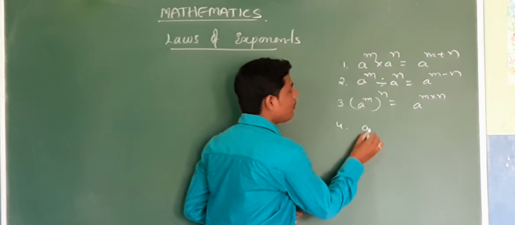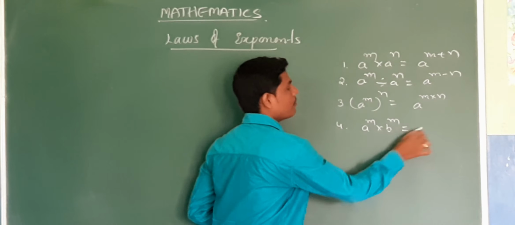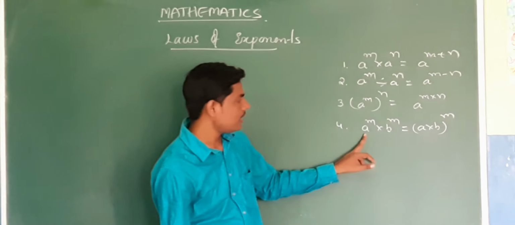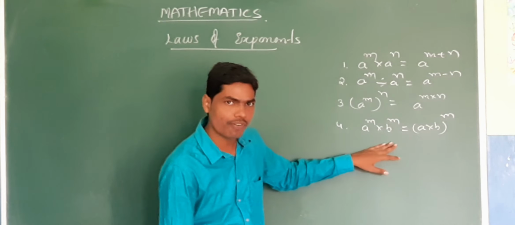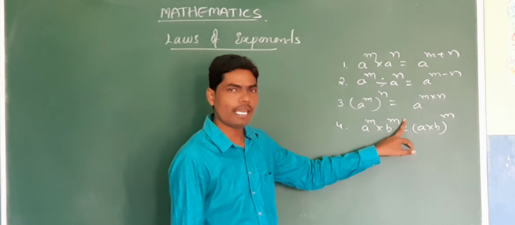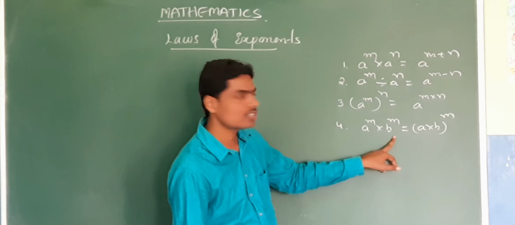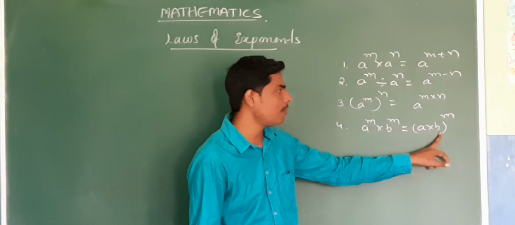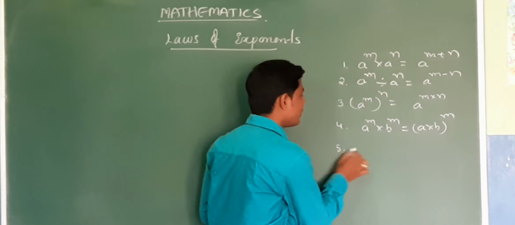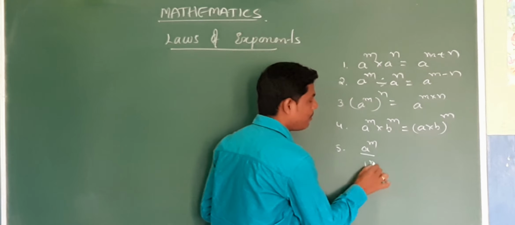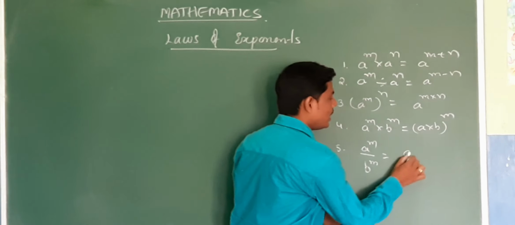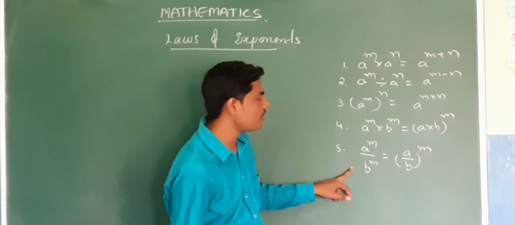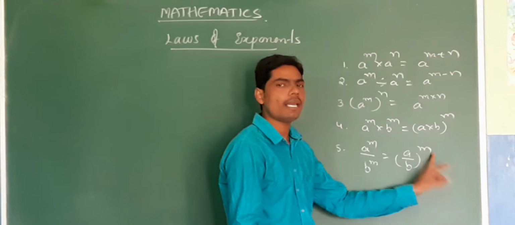Fourth one, a to the power of m into b to the power of n is equal to a into b whole to the power of n. Here, a and b, both bases are different, but powers are the same. So in that case, for both bases, take the product and keep that power only once. That is a into b whole to the power of n. Same case for division also. a to the power of m by b to the power of m is equal to a by b whole to the power of m. The same power is for numerator and denominator. That's why we are taking a whole power m.